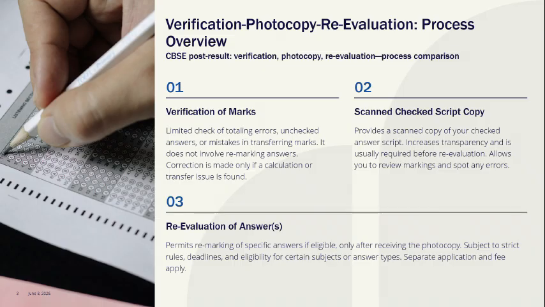Photocopy of answer book. The second option is obtaining a scanned copy of your evaluated answer sheet. This gives you transparency. You can see which answers were checked, marks awarded for each answer, and any possible mistakes made during evaluation. This step is extremely important because it allows you to identify specific questions that may deserve re-evaluation.